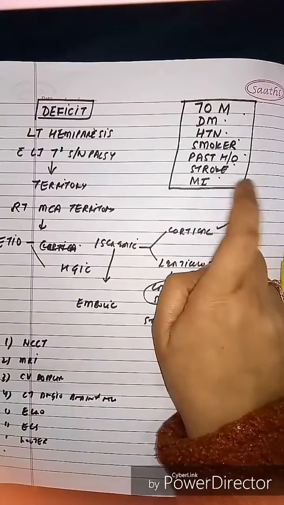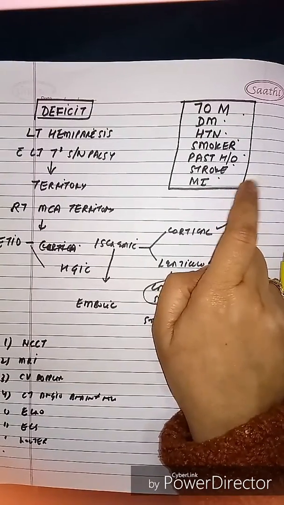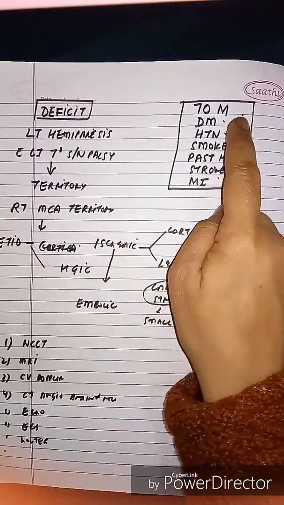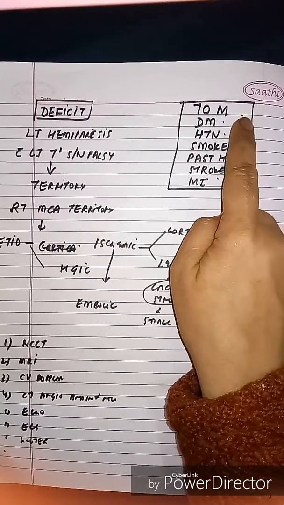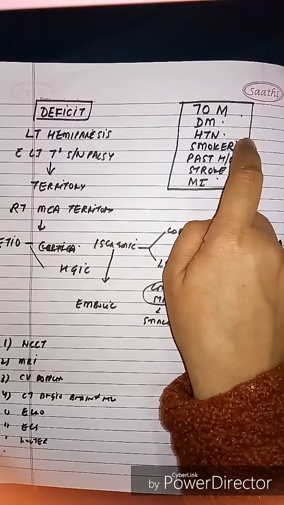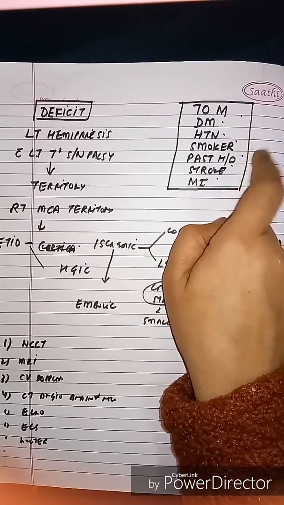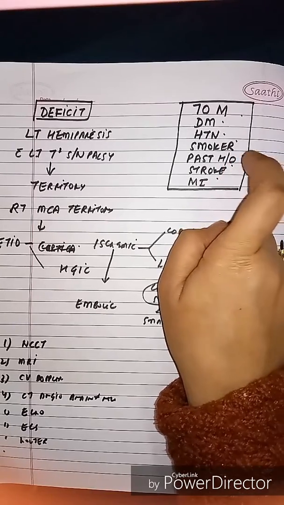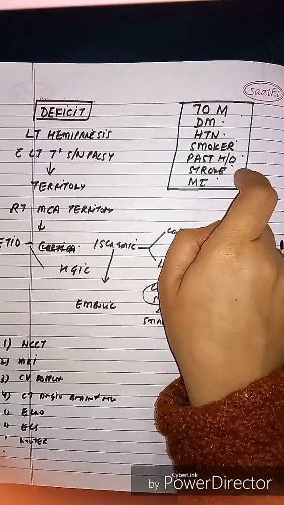So in this portion we will write all the risk factors. For example, in this patient I have written that this is a 70-year-old male who is diabetic, hypertensive, smoker with a past history of stroke or MI. So in this portion you will write the risk factors.